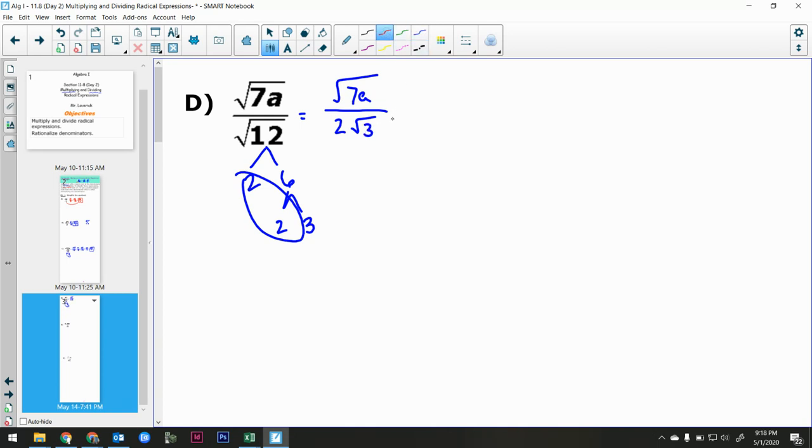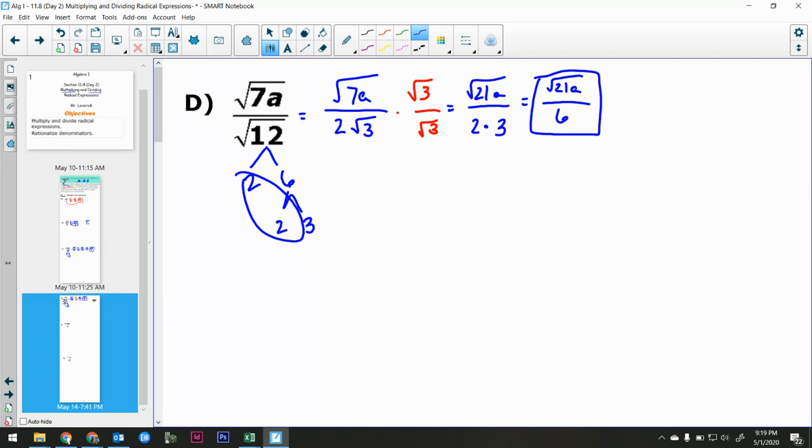So what am I going to multiply by? The radical that's in the denominator, which gets me, okay, 7a times 3 is 21, and I'm multiplying those together because those are all on the inside. I can do that. And then I have 2 times, now I would say radical 9, but let's just make that 3. So I've got radical 21a over 6. And there's my answer.